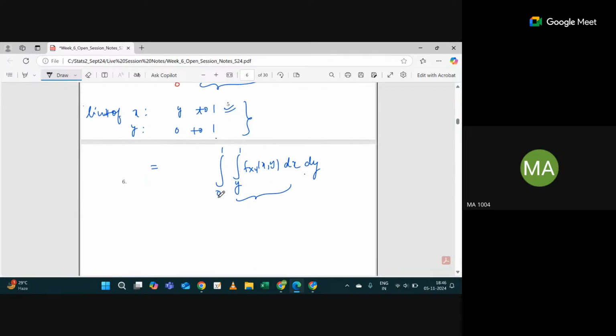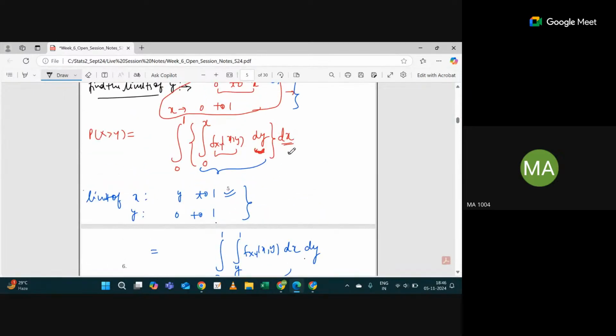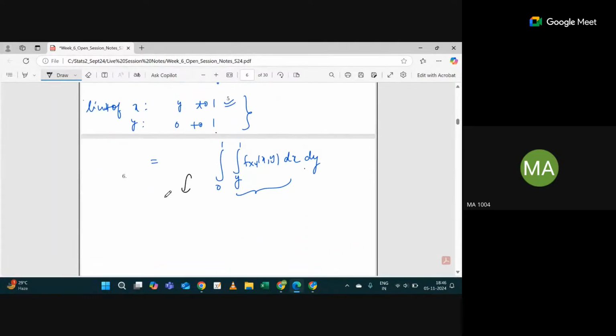I will solve with either one; both will give you the same answer. If you are interested, I can solve both. But since this is the first, let me start with this part. So this is 0 to 1, this is y to 1, and f(x,y) is what? 1 only, right?